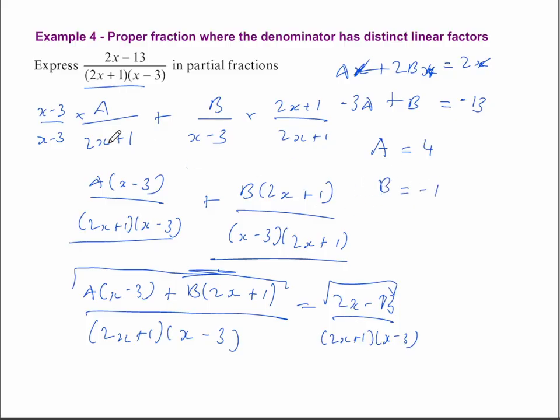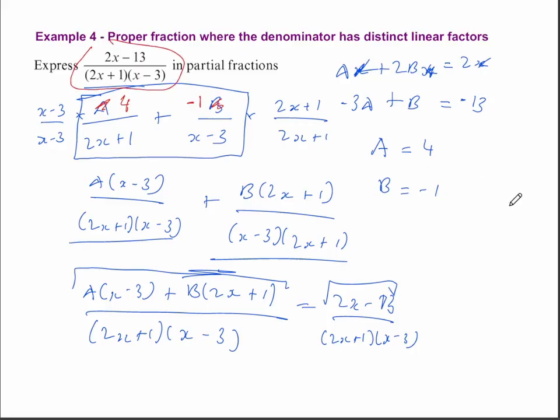Therefore, what we can do is go back to our original format, which was this thing right here, and change our A's and B's. So our A is going to now become 4 and our B is going to now become -1, and that is going to be our partial fraction. 4 over (2x + 1) minus 1 over (x - 3). That's going to be our partial fraction for this original fraction that we had.